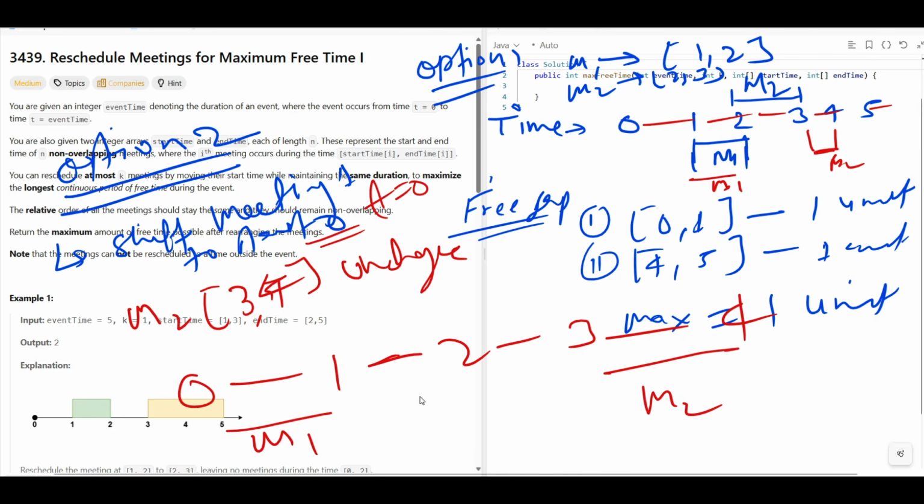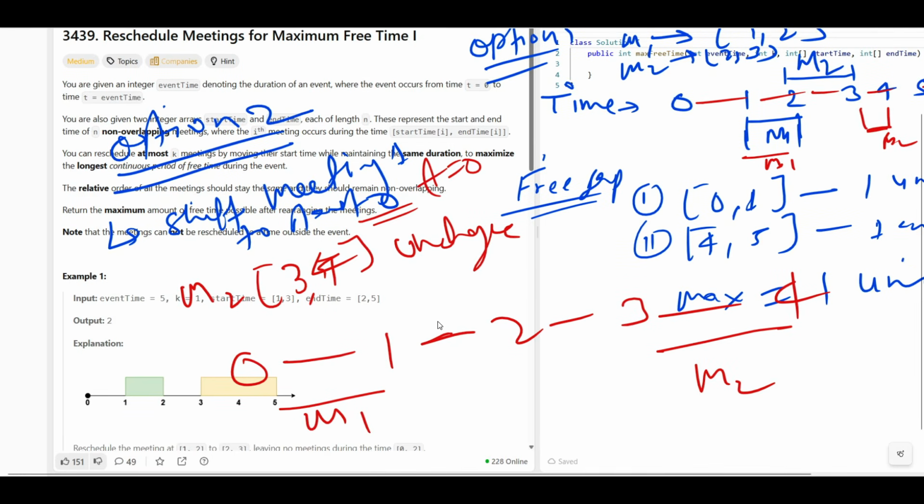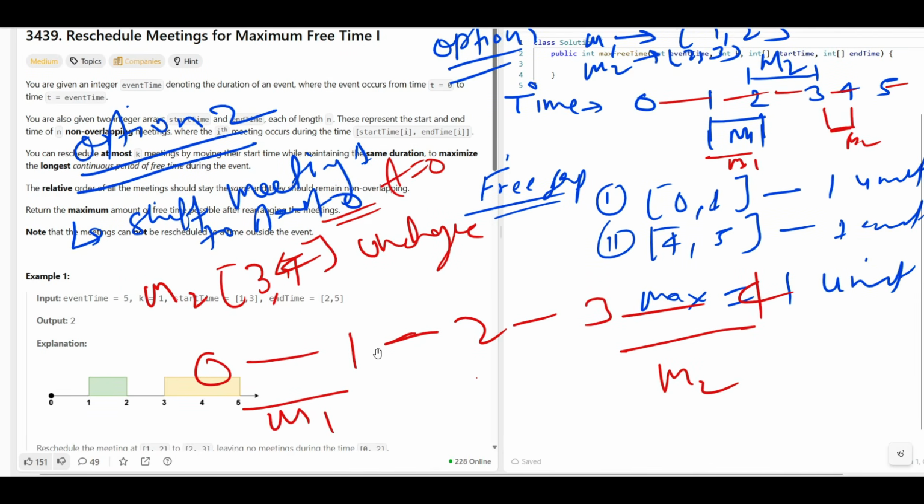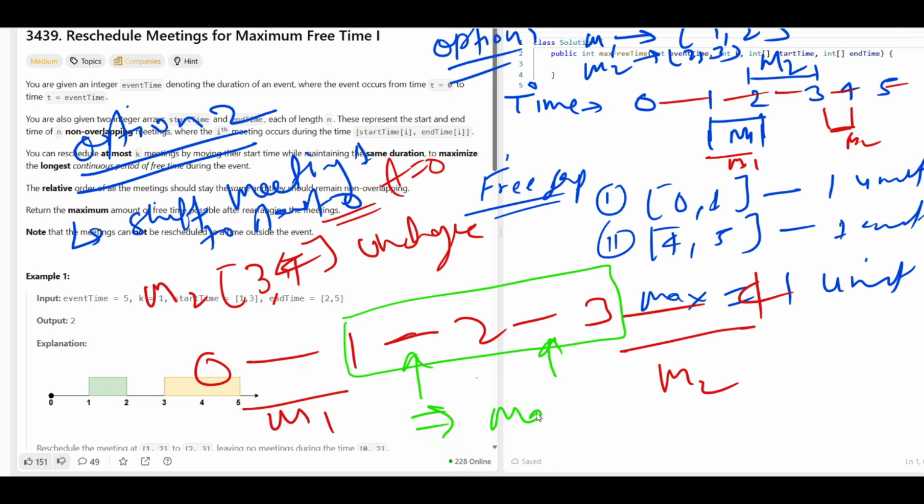Now you check the free gap. What is the free gap there? From 1 to 3, give me 1 second. So from 1 to 3, how many units do we have? 1 unit, 2 units. So the total we can say max is 2. 2 units is free, right?